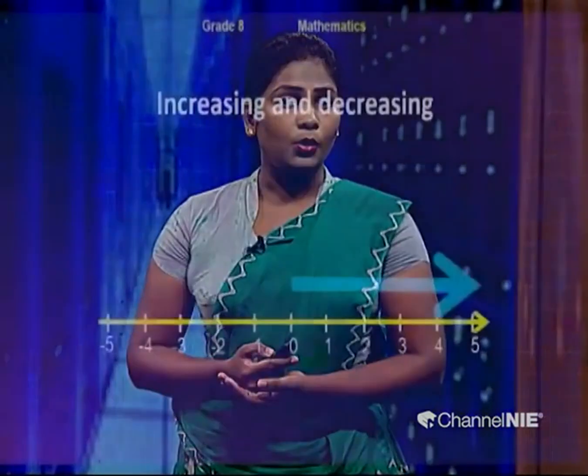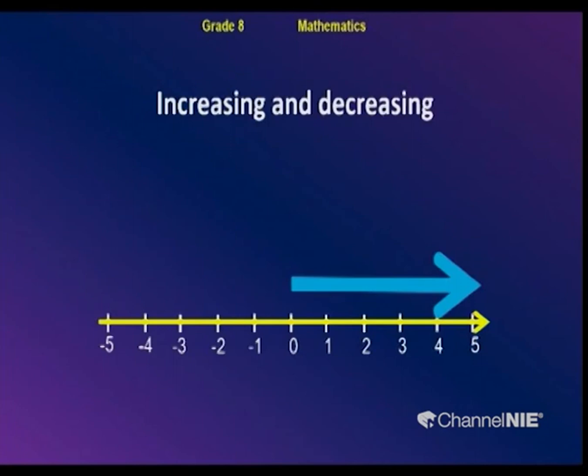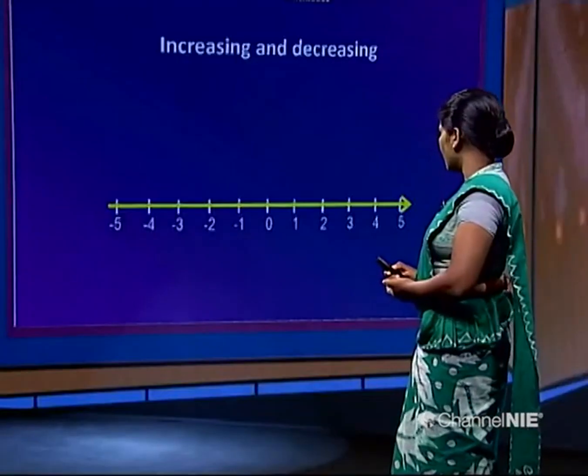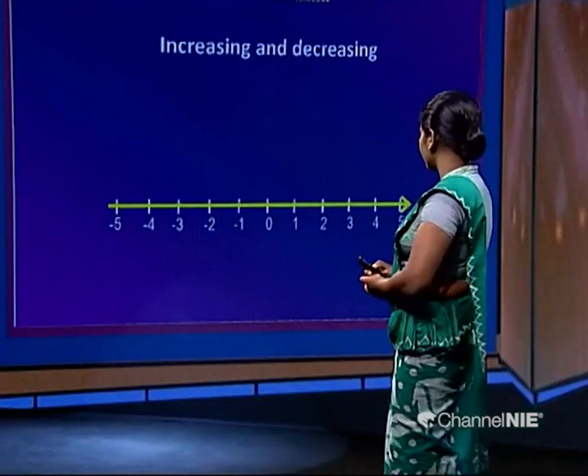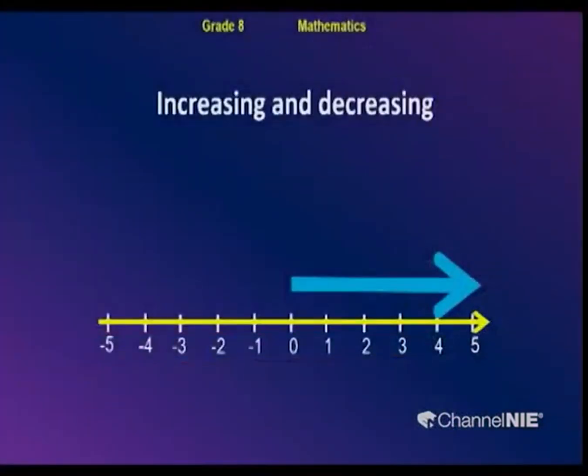So, children, now we have learned about representing fractions and decimal numbers on a number line. Now, move on to the next slide. Now, we are going to learn about increasing and decreasing using the number line. Look at that. There is a number line. Now you can see the blue color arrow.